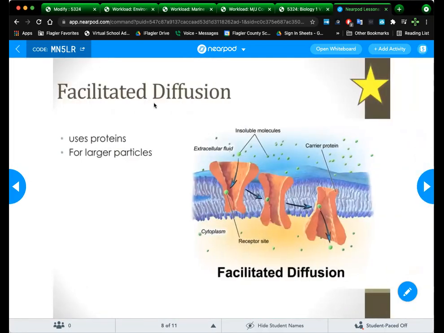Okay. Then there's what we call facilitated diffusion. So think of that word facilitated as like assisted diffusion. So this is for larger particles that can't fit through the phospholipid bilayer. So instead, they have to use these protein channels. Basically this allows for larger particles to go through, like I said, that can't fit through. So same thing, high to low concentration, but instead you're going through these channels here that are proteins.